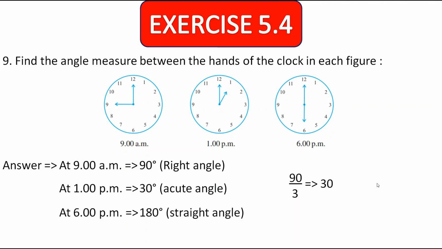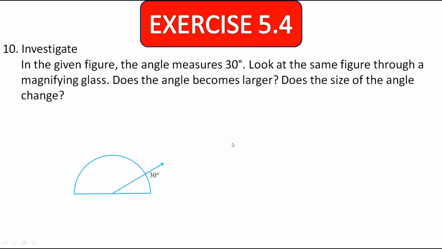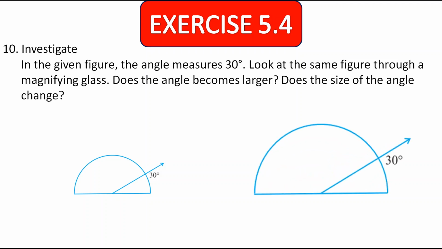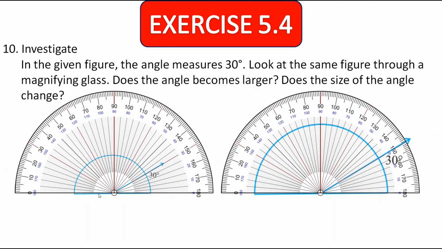Okay. Now let's move to the next question, that is the 10th one. Investigate: in the given figure the angle measures 30 degree. Look at the same figure through a magnifying glass. Does the angle become larger? Does the size of the angle change? Okay, let's magnify this diagram. We will get it like this way. Now let's measure both the angles. First I'm seeing both the angles are 30 degree. See, 30 degree it is also showing 30 degree.